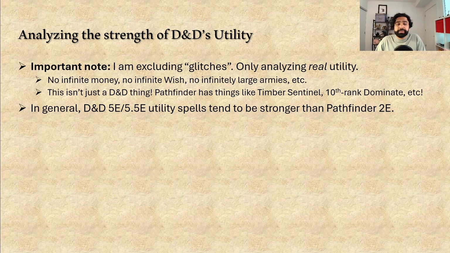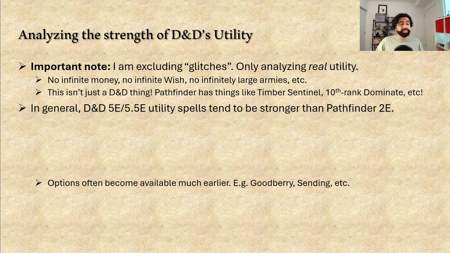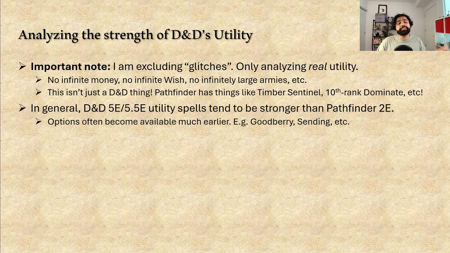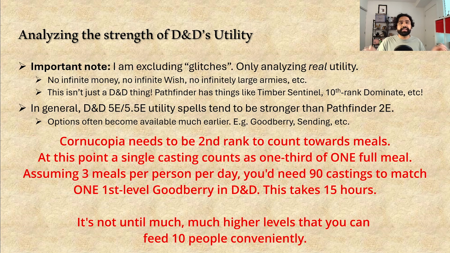Now, in general, people say that D&D 5 and 5.5e utility spells are stronger than Pathfinder 2nd Edition, and we can analyze this among many different dimensions. First up, there are many options that, even if they are available in Pathfinder, become available much earlier in D&D. For example, Goodberry. Right away at level 1, Druids and Rangers can feed 10 people per spell slot for a whole day. Pathfinder's equivalent of that, the Cornucopia focus spell, is not that powerful. It needs to heighten before it can feed that many people over the course of a day.